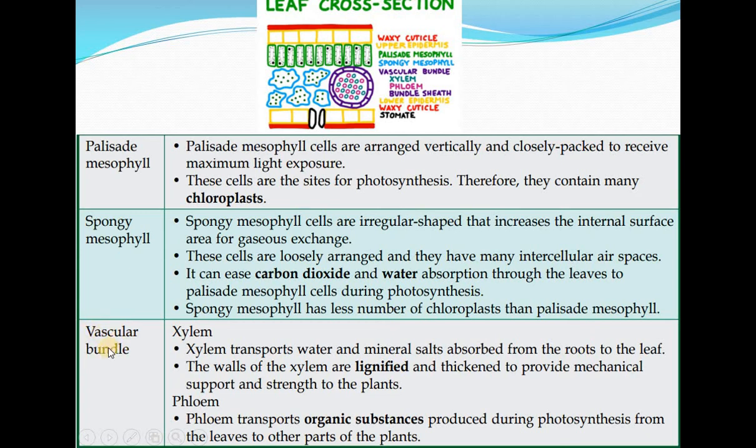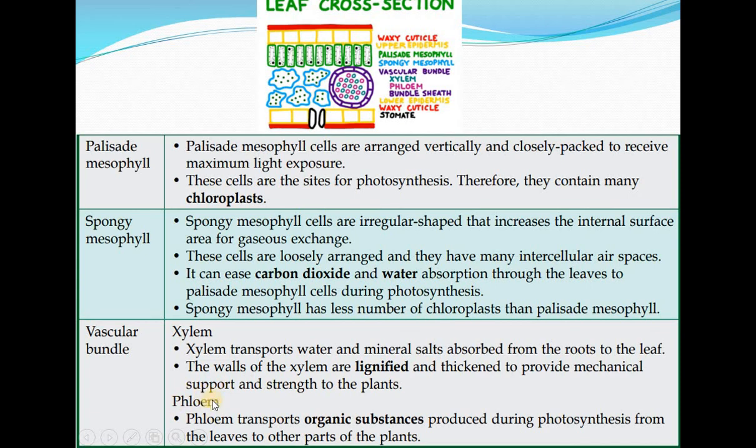Okay, vascular bundle. The vascular bundle consists of xylem and phloem. Xylem transports water and mineral salts absorbed from the root to the leaf. The walls of the xylem are lignified; we already discussed lignin. The xylem tissues are covered with lignin, and also thickened to provide mechanical support and strength to the plants.